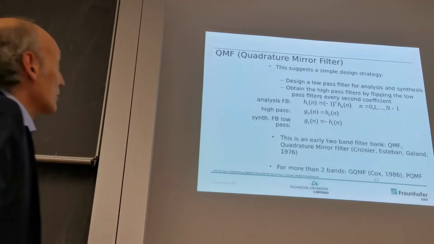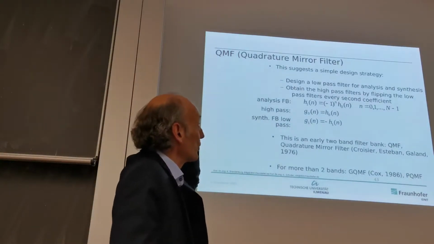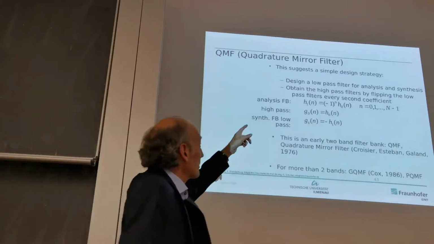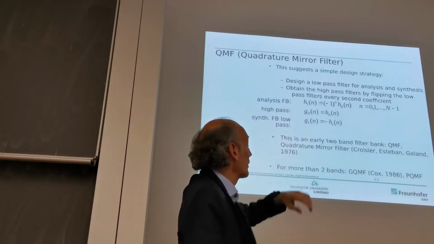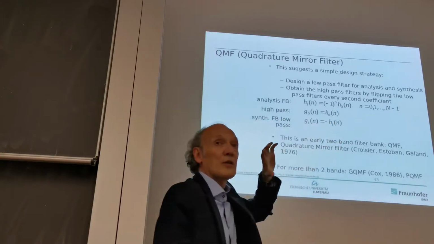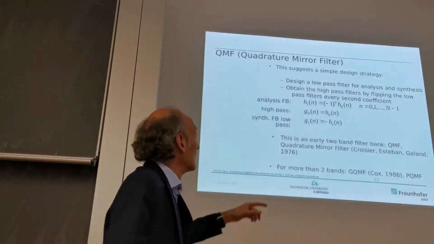Yeah, so this should be just a simple design strategy. First obtain a low pass filter for analysis and synthesis. Then obtain the corresponding high pass filters by flipping the low pass filters every second coefficient, as you can see here. So now we obtain the high pass filter using sign flipping.